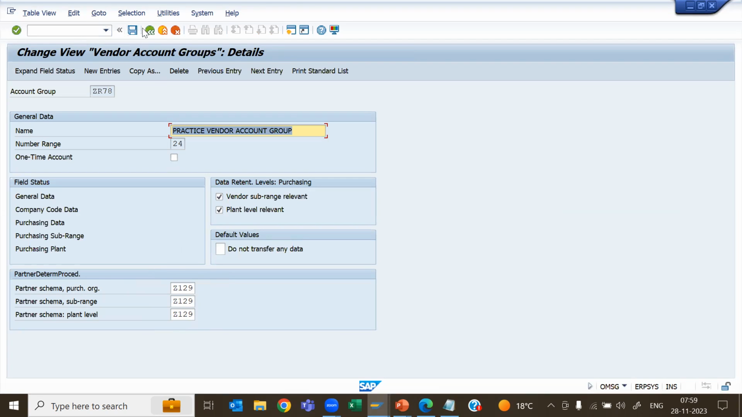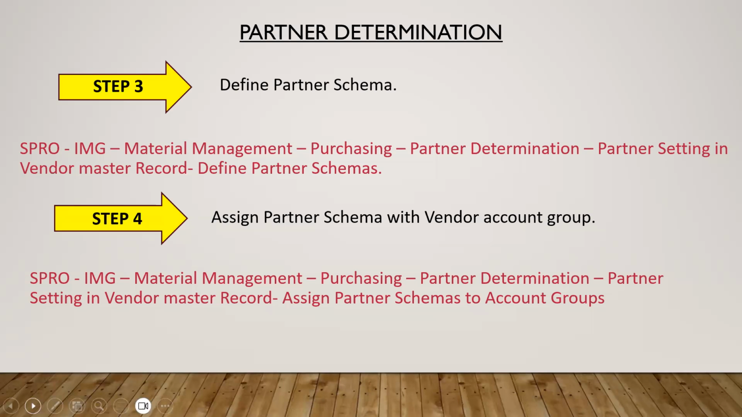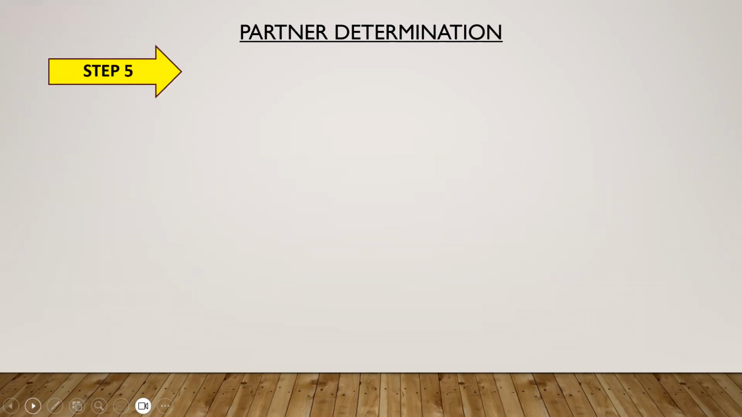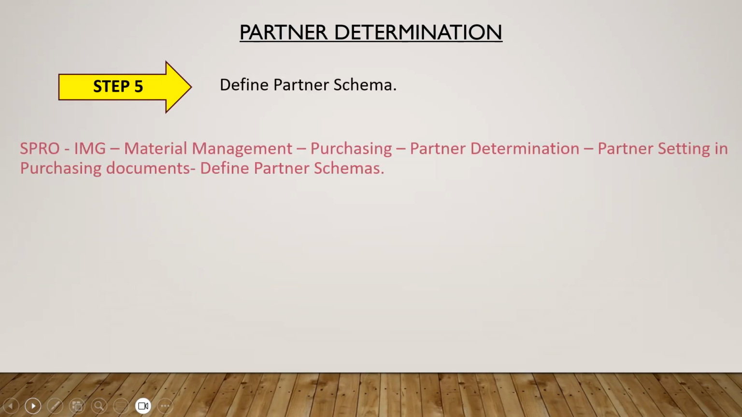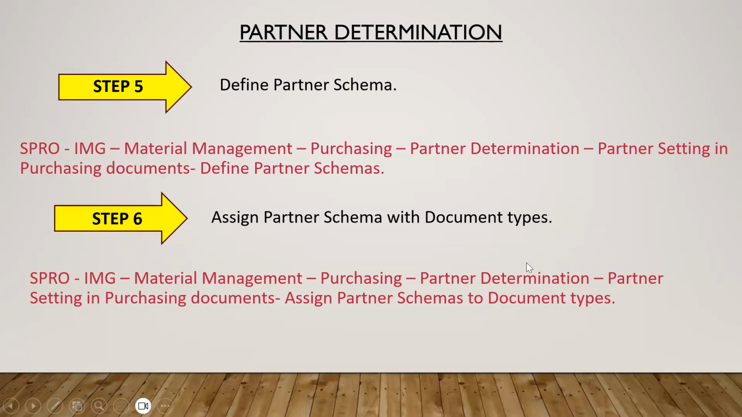Now we need to create one partner schema again, and this partner schema will assign with our purchasing document. So into our next slide, the next fifth step will be define partner schema and another partner schema. This is another partner schema which needs to be assigned with our document type, purchasing document type. Purchasing document type is nothing but it might be PO, RFQ, contract, scheduling agreement, and so on.